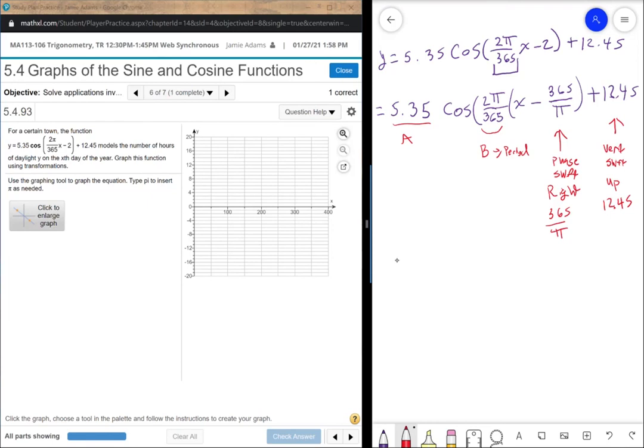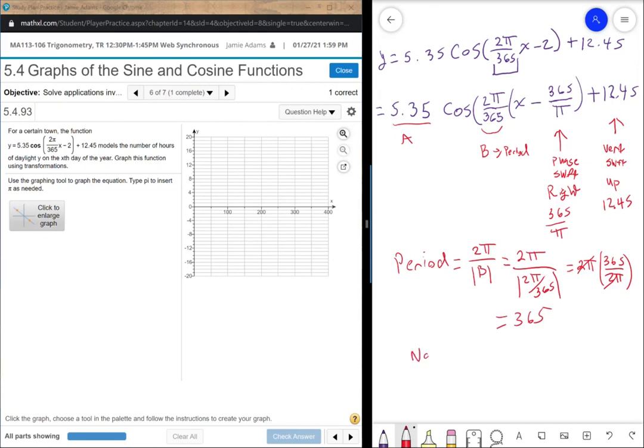I do need to calculate the period, so let's calculate the period real quick. The period is equal to 2 pi divided by b in absolute value, which means that this is 2 pi divided by 2 pi over 365. Absolute value of positive is positive, so then fraction division is fraction multiplication. Multiplication by the reciprocal, copy dot flip. 365 divided by 2 pi. 2 pi divided by 2 pi is 1, and our period is going to be 365. Alright, then notice that there were no negatives for A or B, so there's no reflections.